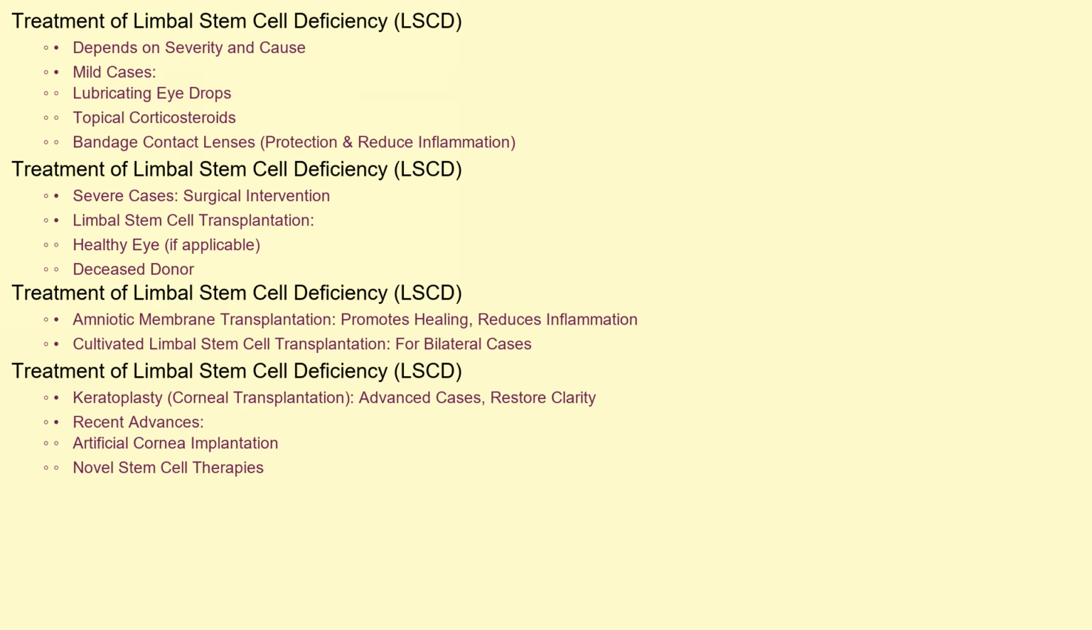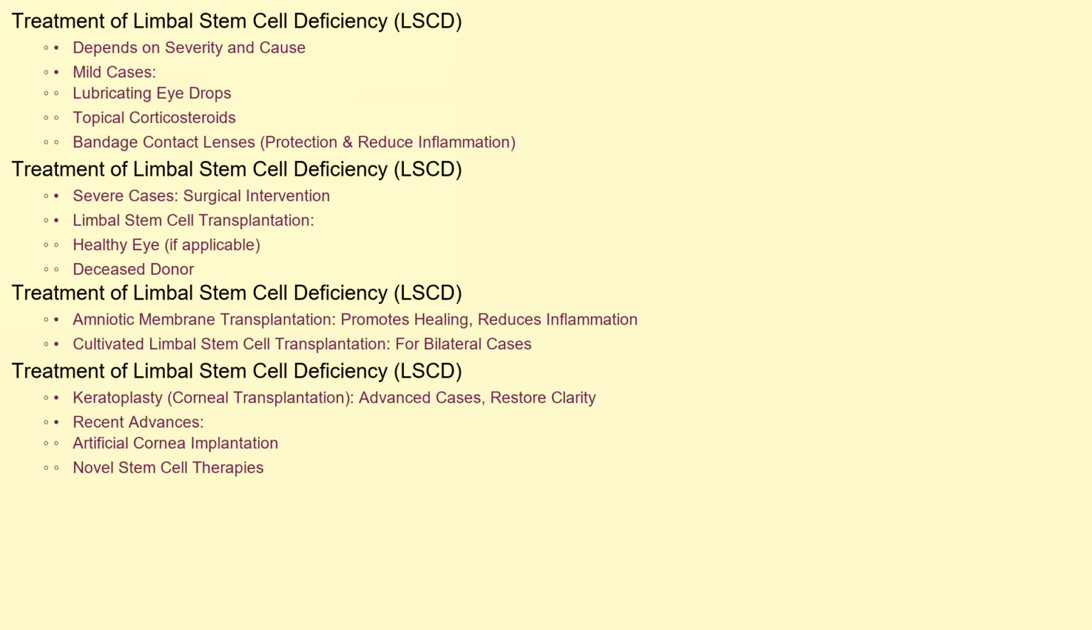The treatment of LSCD depends on the severity and the underlying cause. Mild cases may be managed with lubricating eye drops, topical corticosteroids, and bandage contact lenses to protect the corneal surface and reduce inflammation. More severe cases often require surgical intervention. Limbal stem cell transplantation is a common approach, involving the transplantation of healthy limbal stem cells from the patient's other eye, if it's healthy, or from a deceased donor.